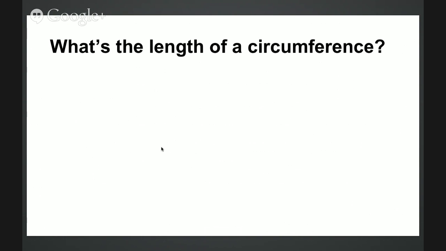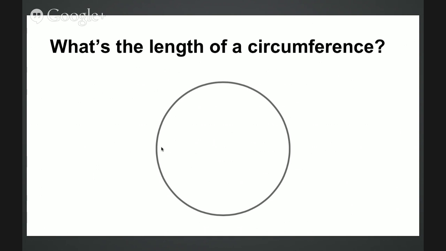What's the length of a circumference? What will you tell me? 2 times pi r. Okay. What are the tools you will need to compute the length of a circumference? A calculator. Okay. So if I give you a calculator and I tell you, okay, then tell me the length of the circumference, how will you do it? That's the point. You cannot.